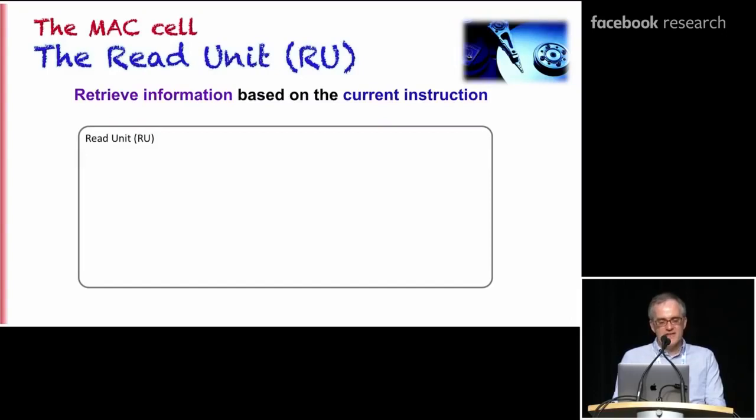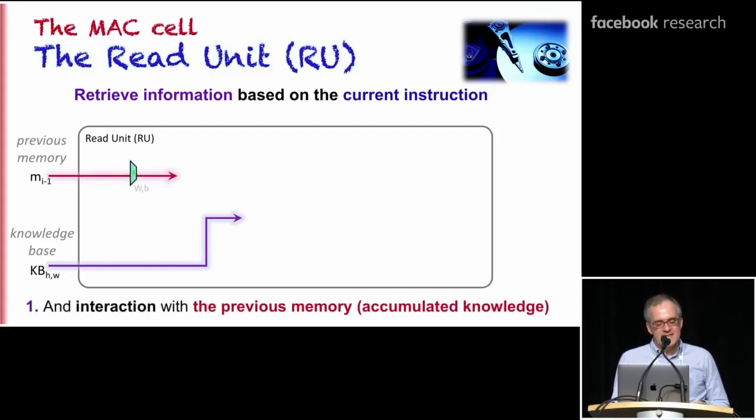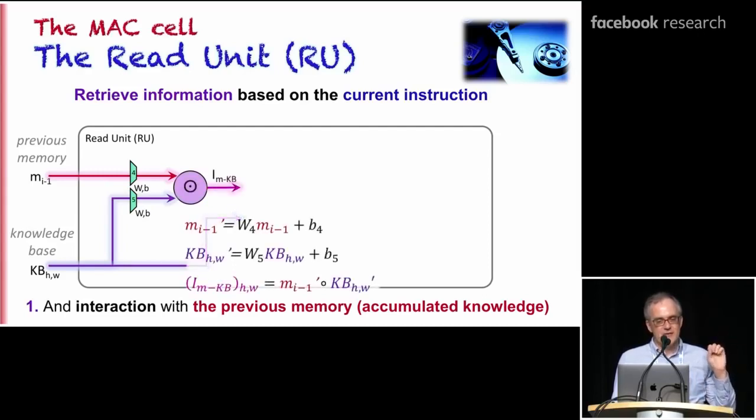The read unit is the most complex part of the system. It takes the previous memory and the knowledge base. First of all, it's going to be considering each item in the knowledge base, which is the outputs of the conv filters. And first of all, it considers relating them together with the previous memory. This is a facility that makes it easy to do transitive reasoning, because the preceding memory can guide you to what to get next from the knowledge base to reason transitively.